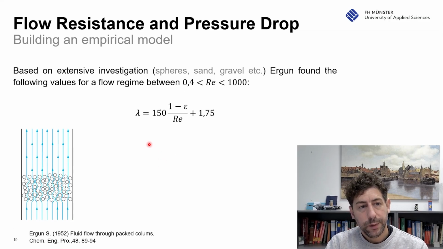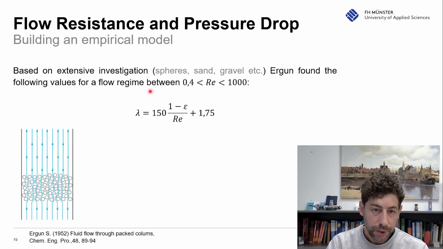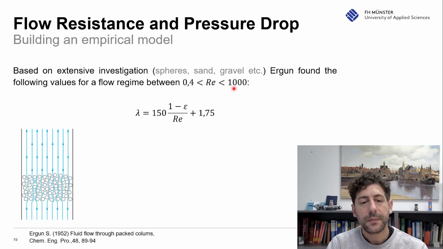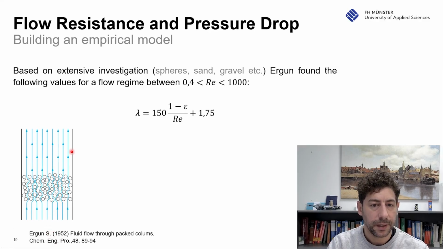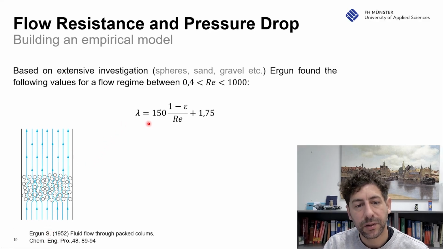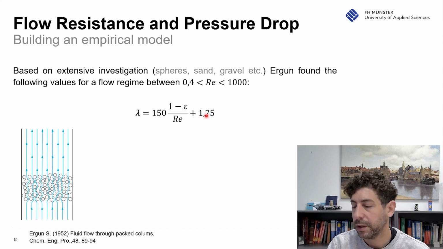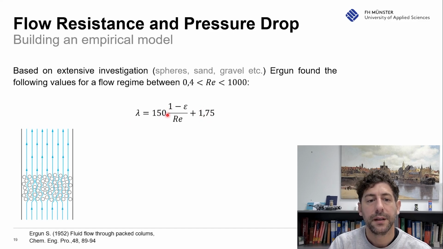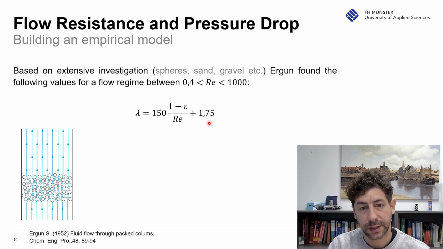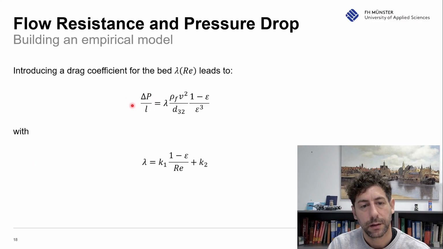And for this equation, Ergun found a solution in a flow regime between Reynolds 0.4 and 1000. The solution he found in experiments, as you see here, is that K1 is 150 and K2 is 1.75. In this way we have a quite easy equation, because now if we know all the variables, we can calculate the pressure drop of our fixed bed.